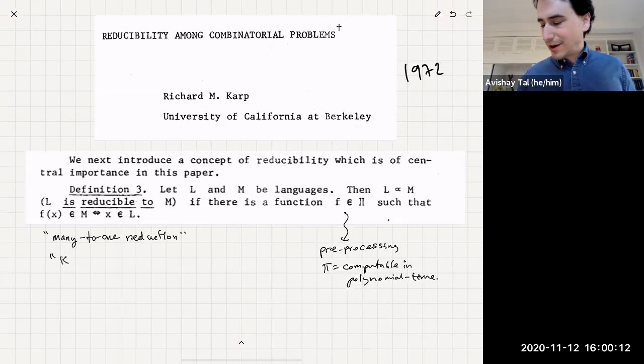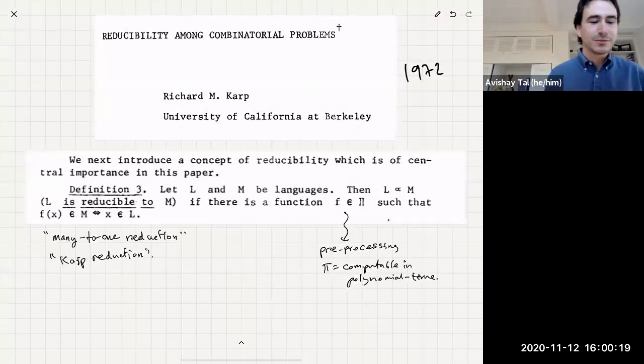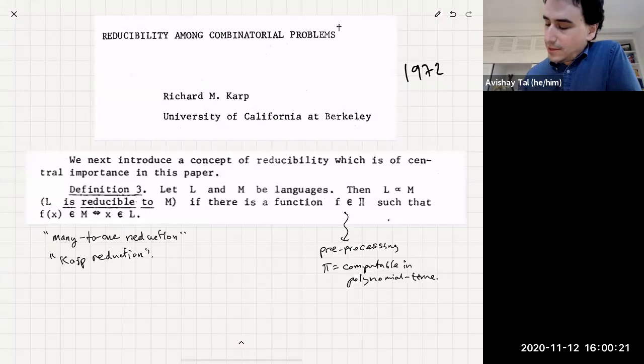And it's also called a Karp reduction. At least in Israel, we call it a Karp reduction. So what do I mean by this? This is exactly like the picture in the previous thing. You get some input x, and you want to check whether x is in L.